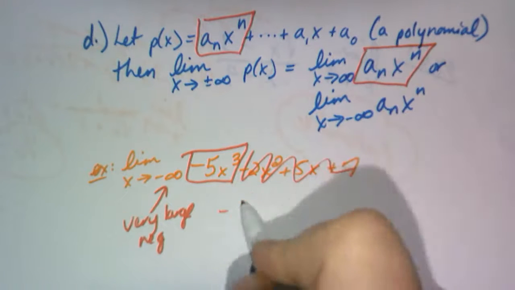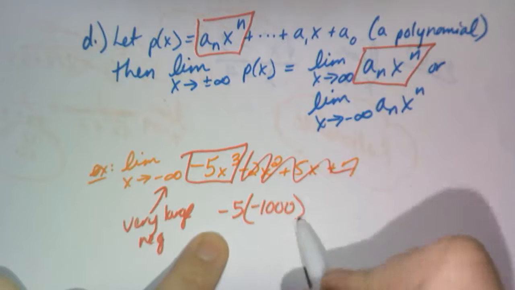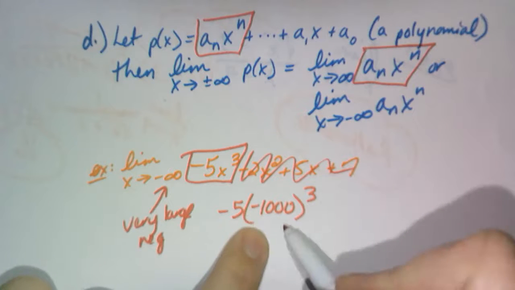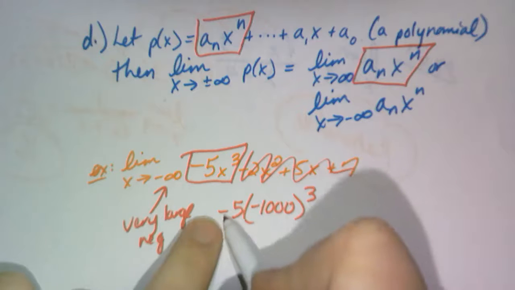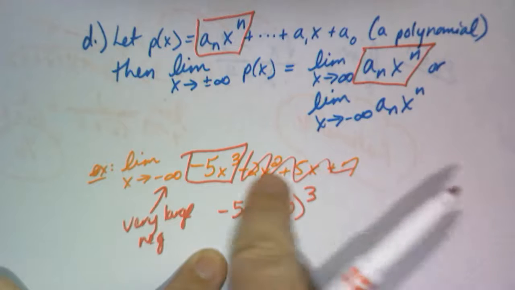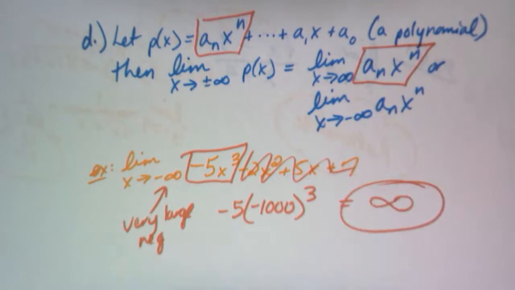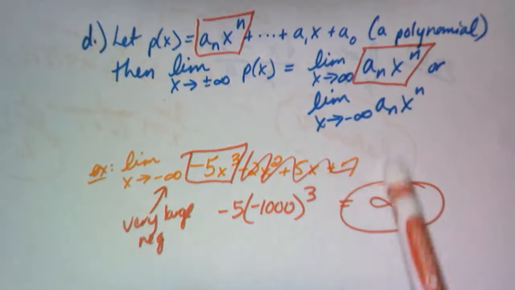Do you see what I'm saying? I'm picking a large number like negative 1,000. I'm cubing it. Wouldn't that still stay negative? But then when I multiply it by the negative 5, it would now become positive. It would be large though, right? Does the rest of this matter? No. The answer is infinity. That's what all that meant.